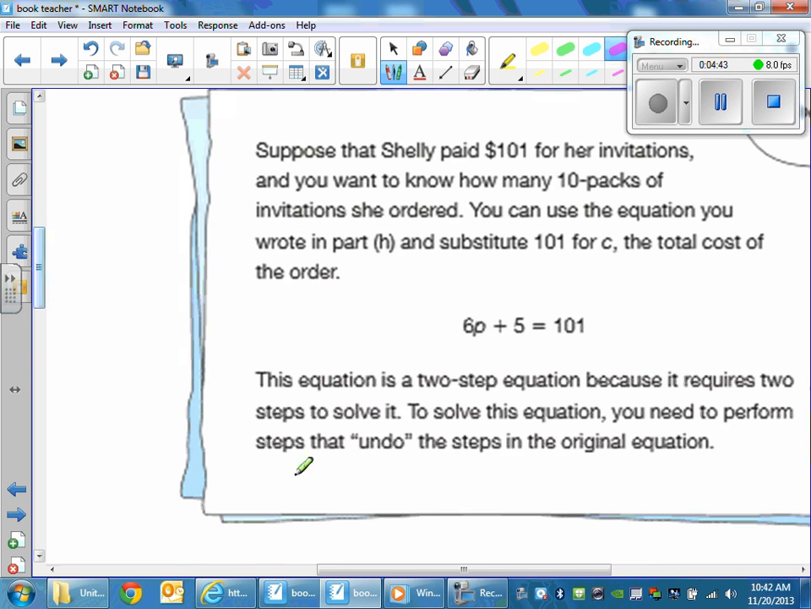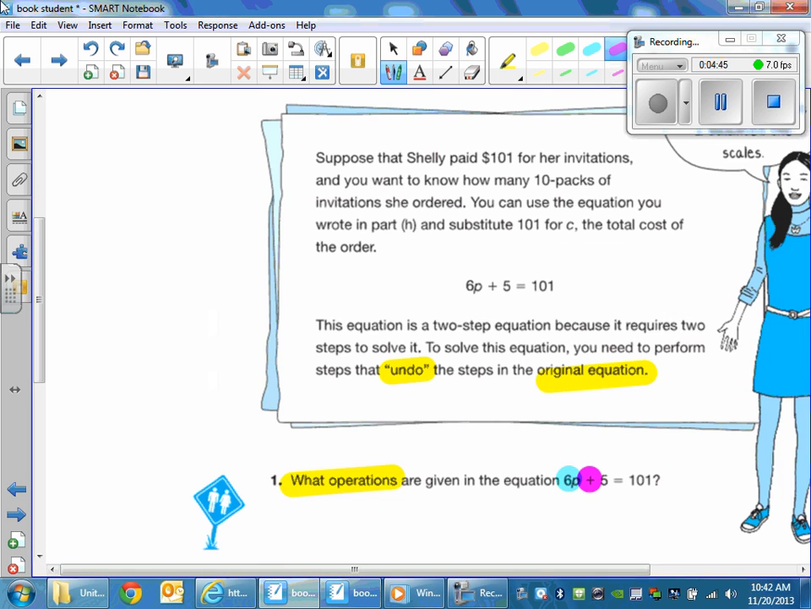Well, here we go. Let's scroll down, and to solve this equation, the equation 6P plus 5 that we made, and it now equals 101, we have to perform steps that undo the original equation. Well, let's see what we did here. What operations are given in the equation? 6 times p, or 6p, so that's multiplication, and then plus 5 is addition.